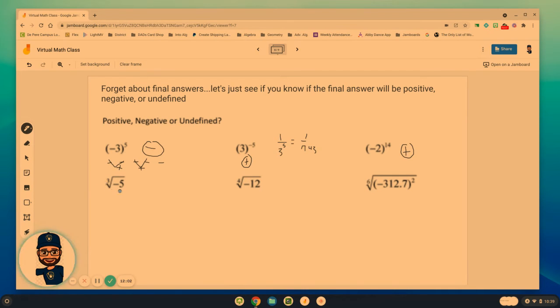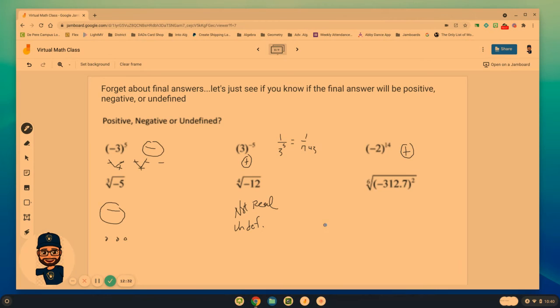The cubic root of negative 5. This is going to be negative. Again, 3 numbers multiplied by itself, 1, 2, 3, to get a negative means we'd have to have negatives. The fourth root of a negative number, that one is not real. So we say that it is undefined, right? We can't figure that out in this section.